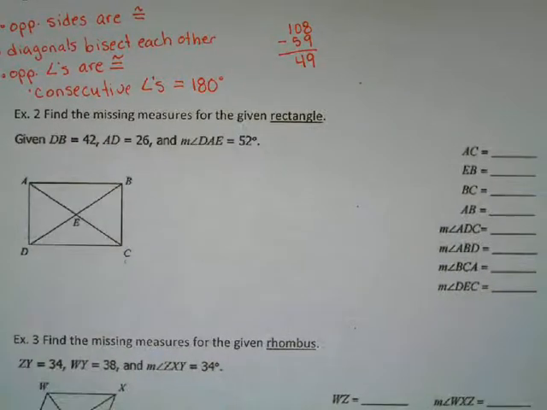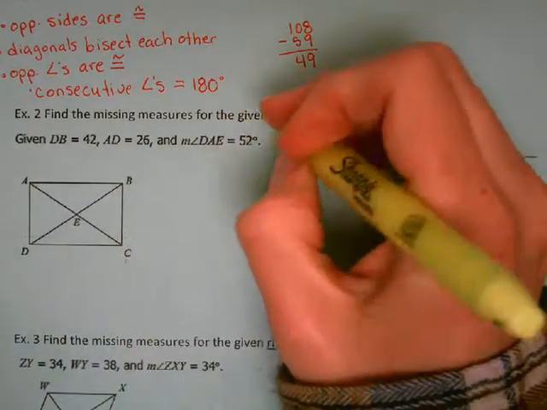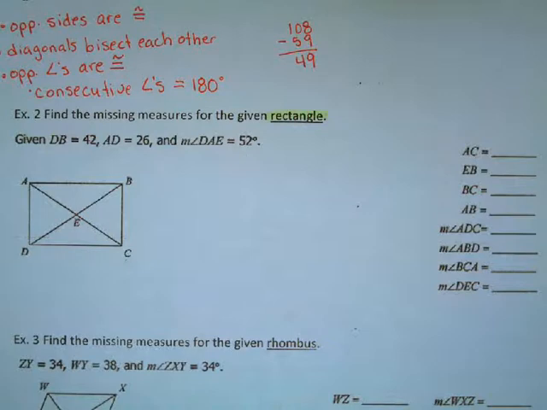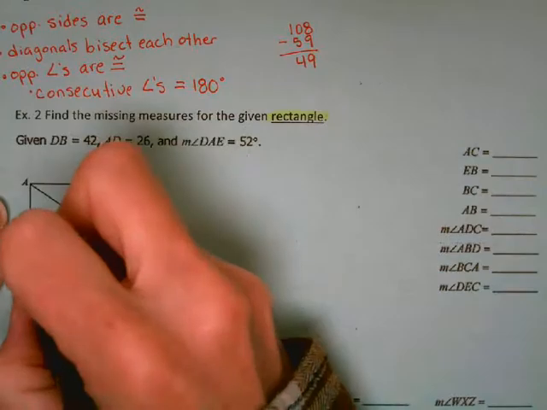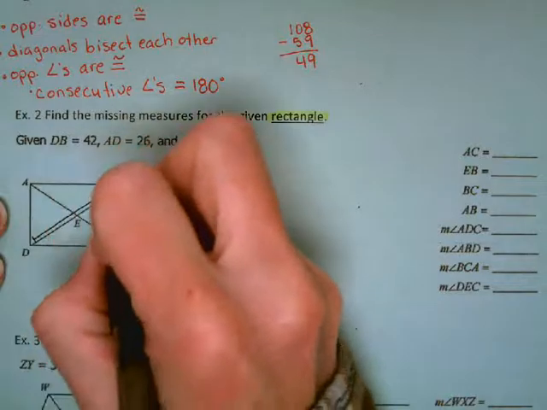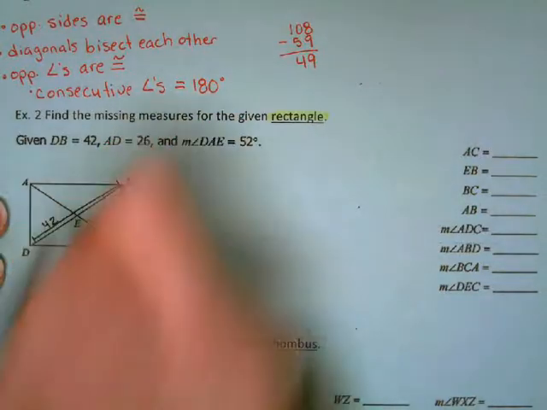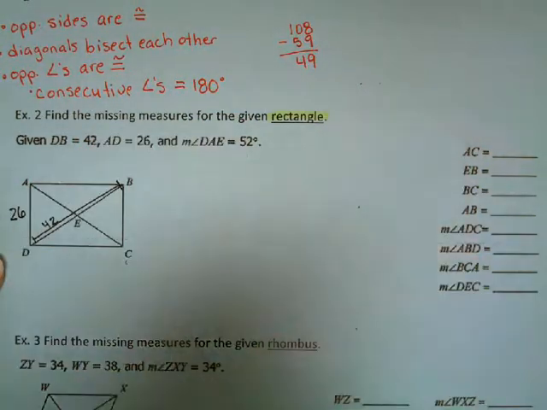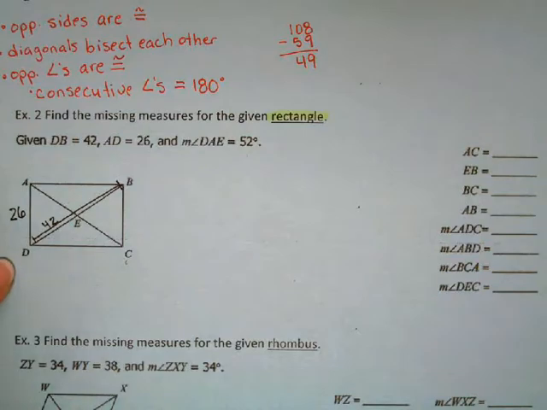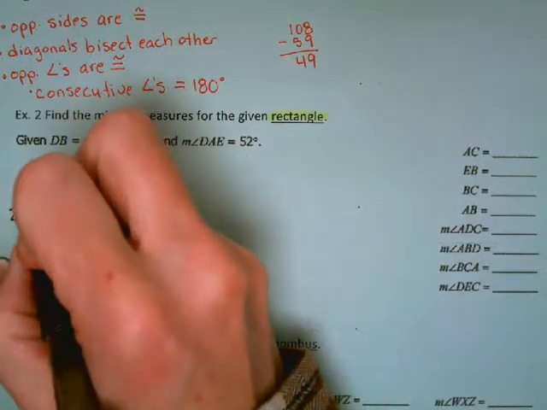Okay, this one we're going to focus on a rectangle. Rectangles have all the properties of a parallelogram, but now we're going to look specifically at rectangles. So let's see, they told us DB is 42. That whole length is 42. AD is 26. And angle DAE is 52. I'll put a little degree sign there.